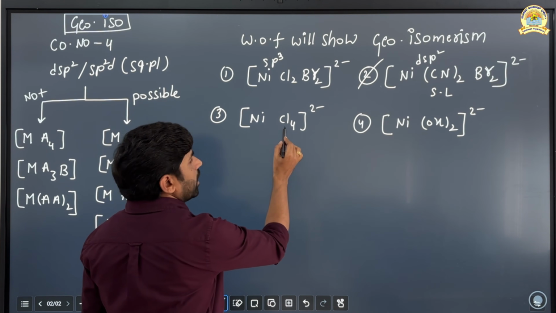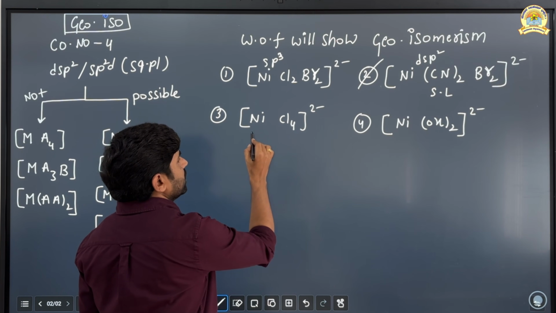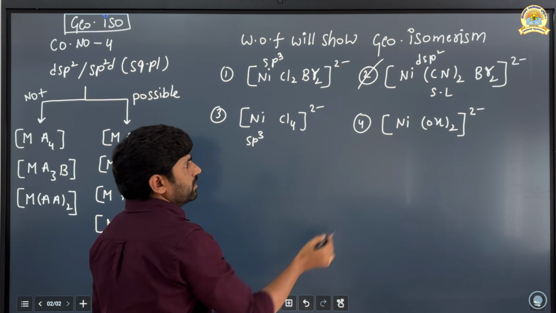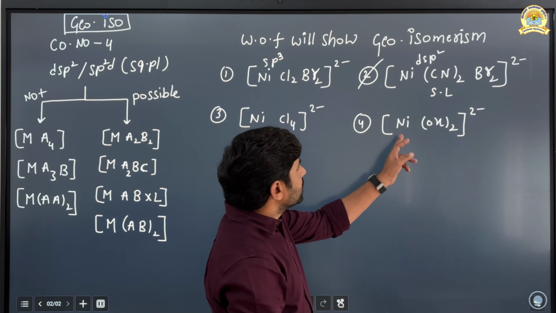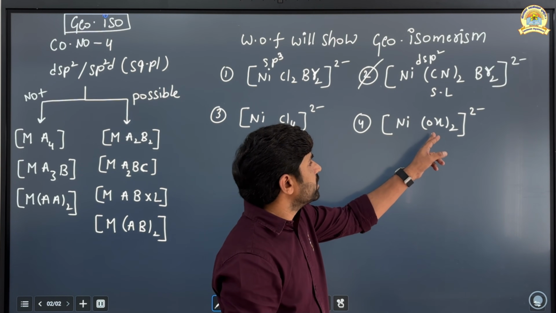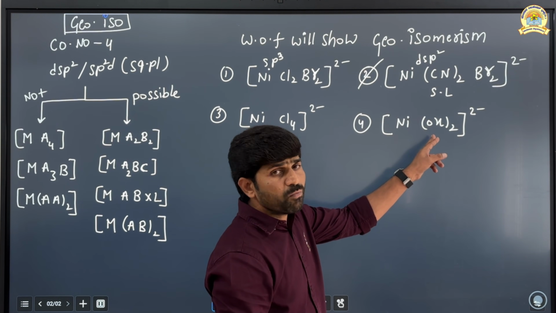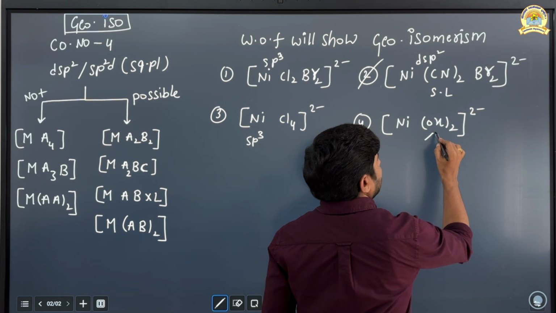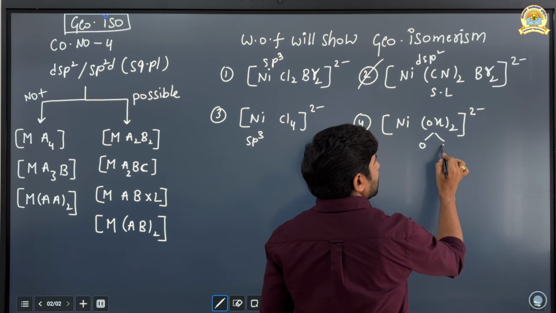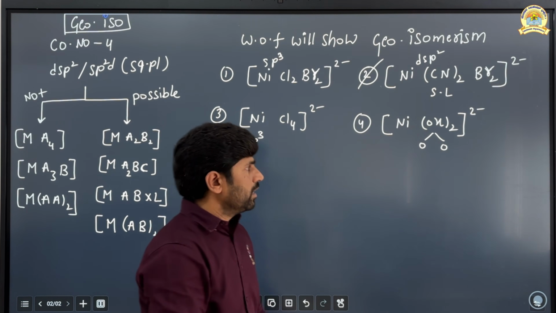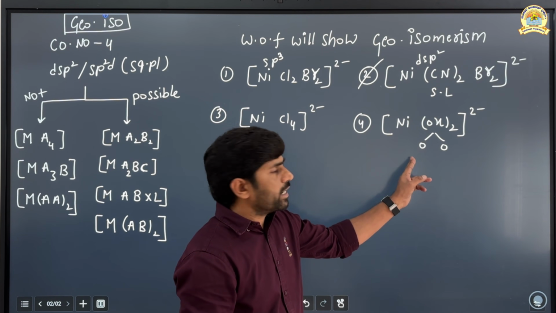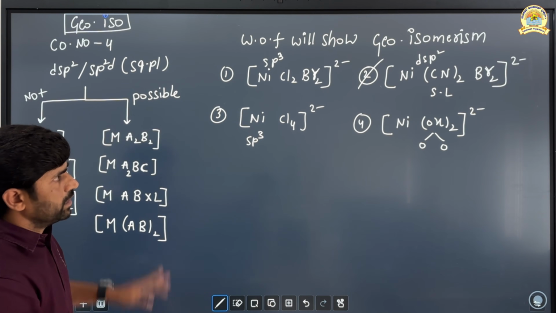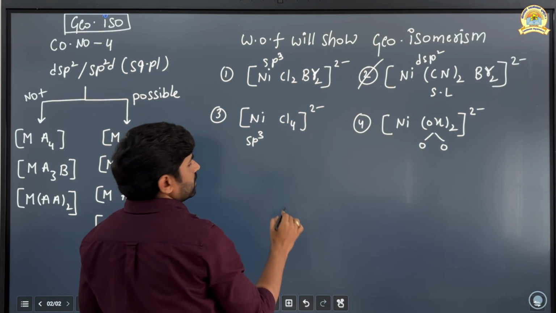Come to the third option, where all are weak ligands. Definitely the hybridization is sp3. Then come to the fourth option. Here we have oxalate, a bidentate ligand with the same donor atoms. What are the donor atoms in oxalate? Both are oxygens only. With a bidentate ligand with the same donor atoms, geometrical isomerism is not possible, as the table given shows.